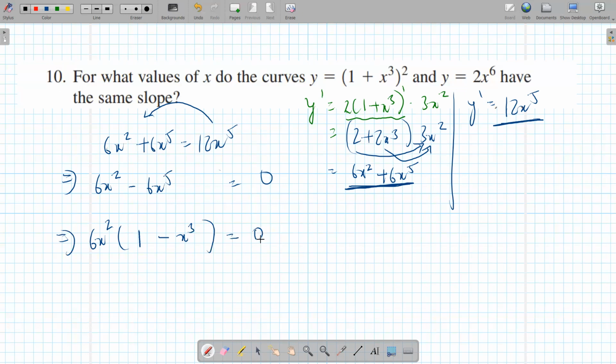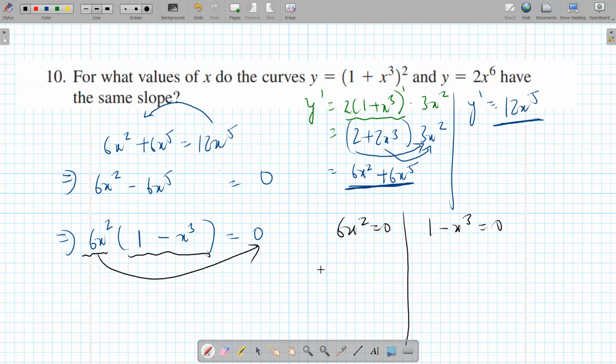And now you see on the right side you have a zero. Whenever you get a zero on one side of an equation, when you have multiple things on the left, either this is zero, so either 6x squared is zero, or 1 minus x cubed is zero. If 6x squared is zero, how do we solve this for x? You divide by six. Yeah. So what do you get on the other side? What's 0 over 6? It's just zero. Yeah. And then you square root both sides. What's the square root of 0? Square root of 0 is 0. Okay.